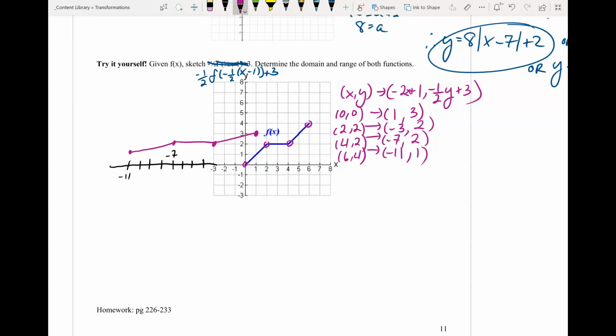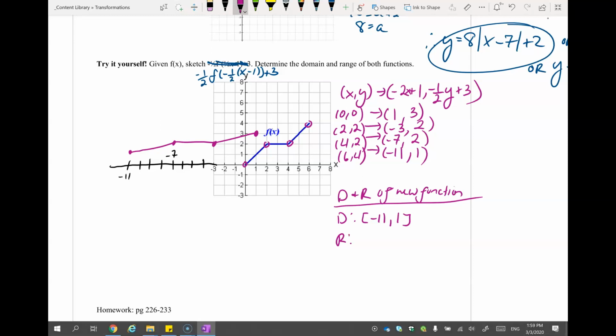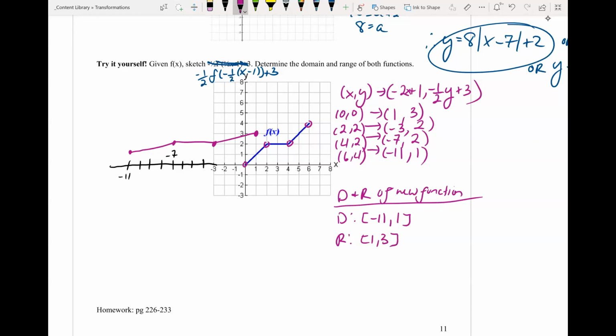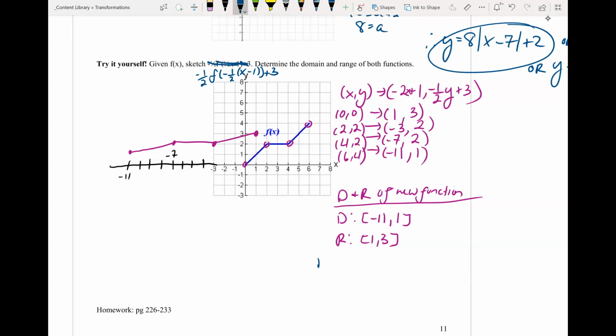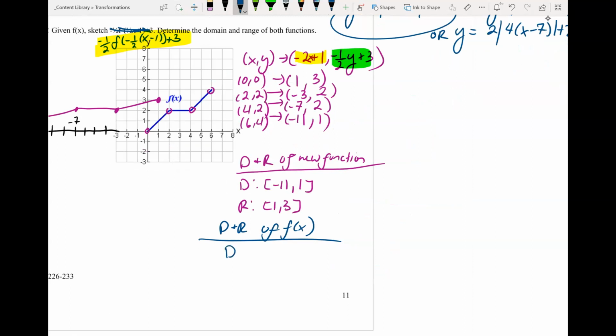I want to find the domain and range. So the domain and range of the new function, the transform function, is from -11 to 1. Your range of your new function is from 1 to 3. And if you want to find the domain and range of your original function f of x, your domain is from 0 to 6. Your range is from 0 to 4.